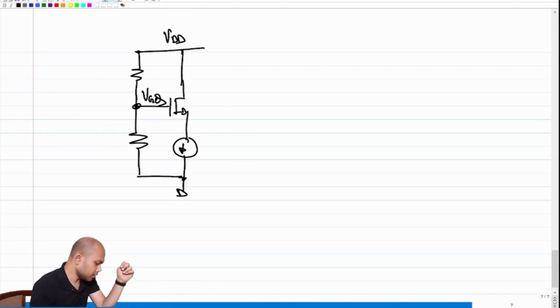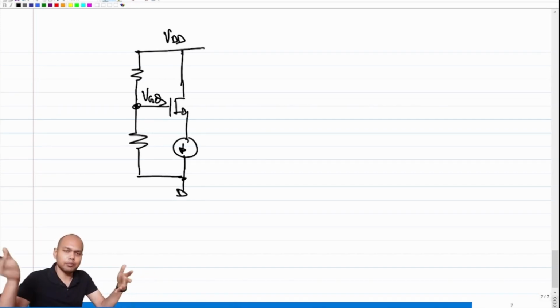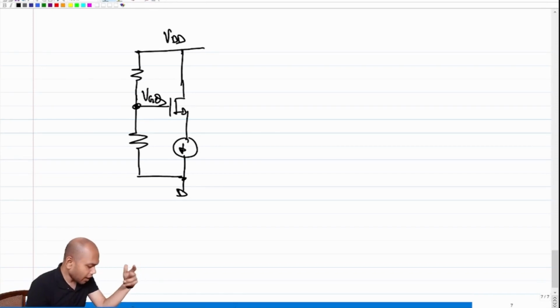Let's assume the transistor has been biased properly, and I want to use this like an amplifier. Ultimately, we want to use this as an amplifier. I mean, that's what we have been doing all along. We want to use this like a common source amplifier because we can get a gain of GM times some resistance. So if we have to use this as a common source amplifier, what do I need to do?